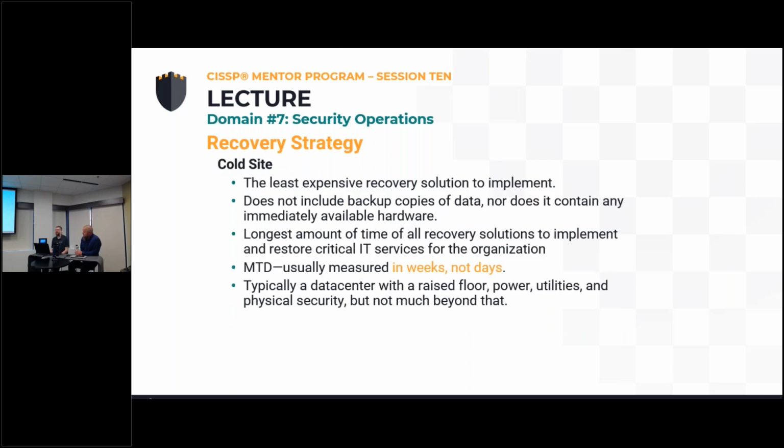And then a cold site, least expensive, right? You're looking at weeks. It is a location. I've got the location identified, but I have to order the hardware. I have to get everything delivered and recovered, configured and brought up. Yeah. So you will need to know the difference in those different types of recovery sites.